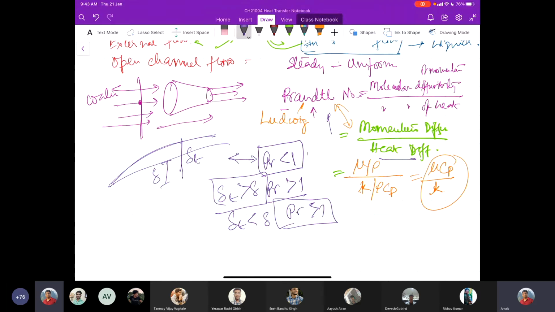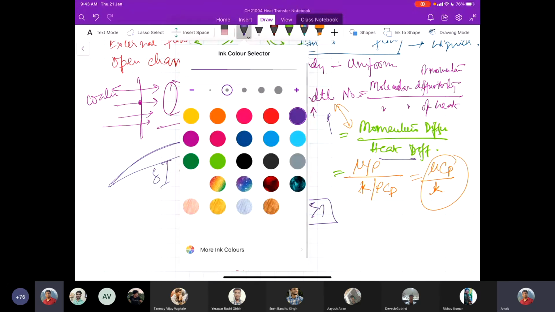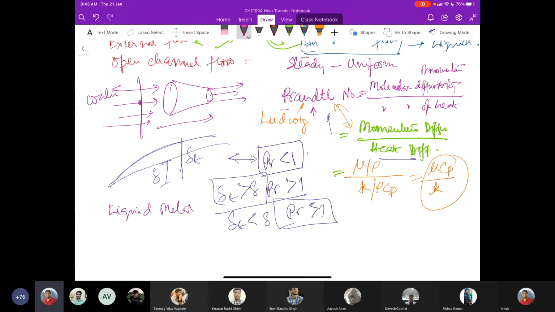Usually the liquid metals. In liquid metals, Prandtl number has a value in nearly this kind of a range, 0.0004 to 0.03, which means it's much lesser than 1. So in liquid metal, you have a much thicker thermal boundary layer than the hydrodynamic boundary layer.